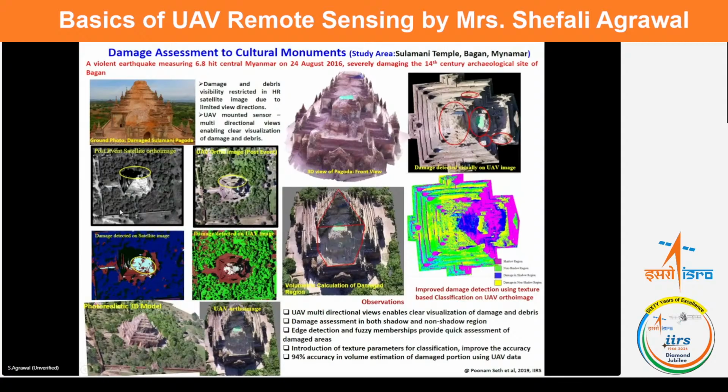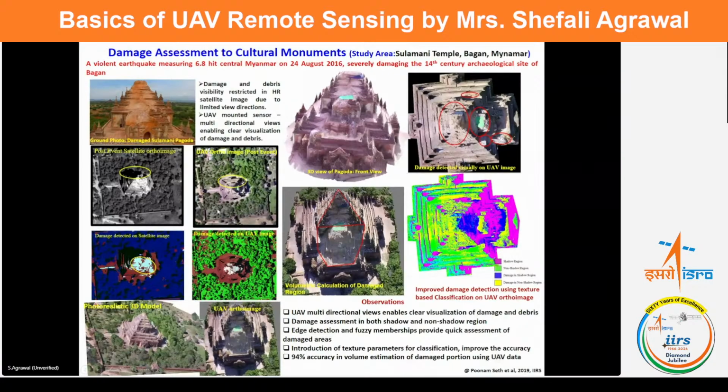And this is a satellite-based observation which you see, where, again, as I said earlier, the geometry of the satellite and the viewing angle are fixed, and because of which the area affected by the earthquake is lying in the shadowed region. So no information is available. Drones were used to collect the data.